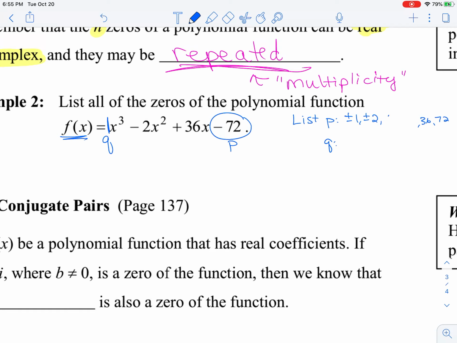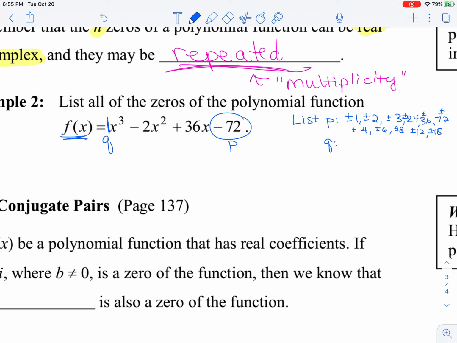plus or minus 2 goes with 36, plus or minus 3 goes with, let's look, 24. And then we've got 72 divided by 4 is plus or minus 4 and 18. And I'm just kind of putting them in pairs of their factors. And then we have plus or minus 6 and plus or minus 12. We're getting closer.